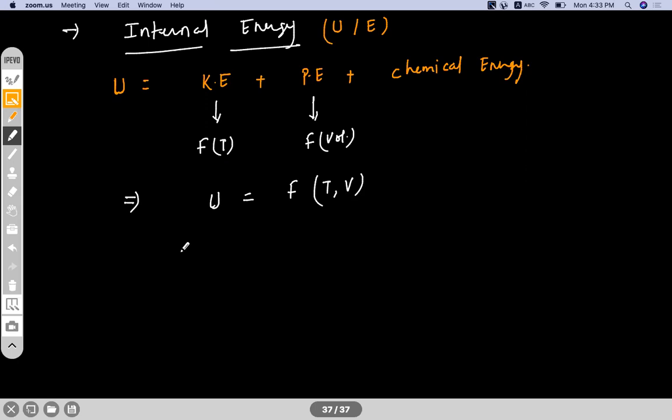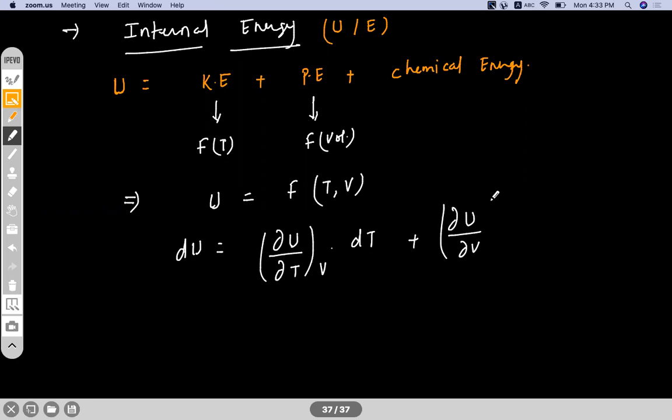If you differentiate this, dU is equal to, using Euler's differentiation, (∂U/∂T) at constant V into dT, plus (∂U/∂V) at constant T into dV. You don't require this. It is not in your syllabus. But just to get an understanding of internal energy, we are doing this, because one relation we'll get is very important here.